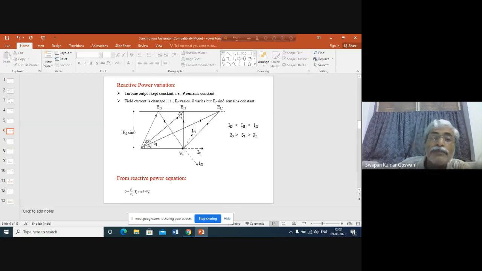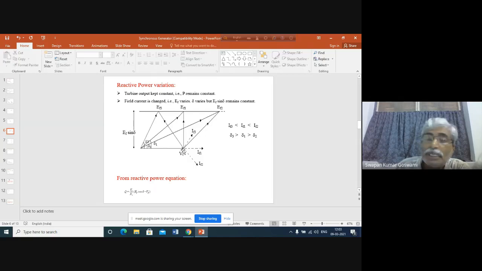Also, if you decrease the field current further, it will be such that EF cosine delta is less than VT. So when EF cosine delta is less than VT, what happens? EF cosine delta minus VT becomes negative, so Q becomes negative. If EF cosine delta becomes greater than VT, then Q becomes positive. When EF cosine delta becomes just equal to VT, the difference becomes zero, so reactive power becomes zero.